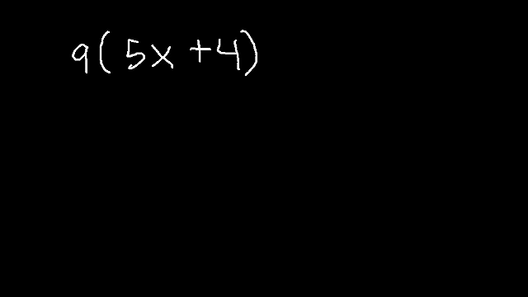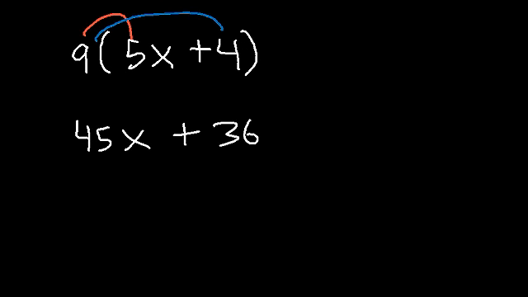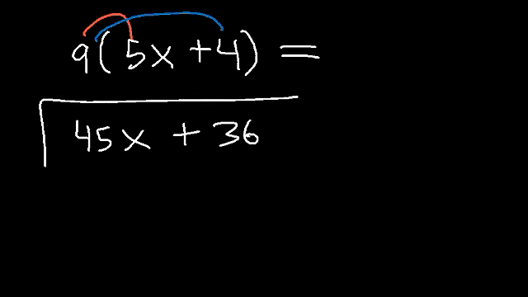Now, before we move on, another concept that you need to be familiar with is the distributive property. So let's say we have 9 multiplied by 5x plus 4. To simplify this expression, we can distribute 9 to everything inside the parentheses. So 9 times 5x is 45x. And 9 times 4 is 36. So this expression is equal to 45x plus 36.